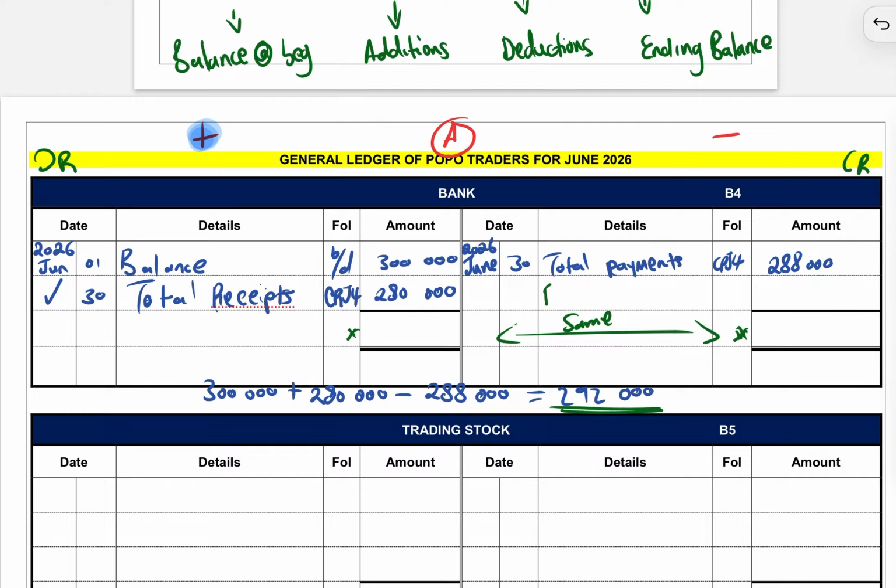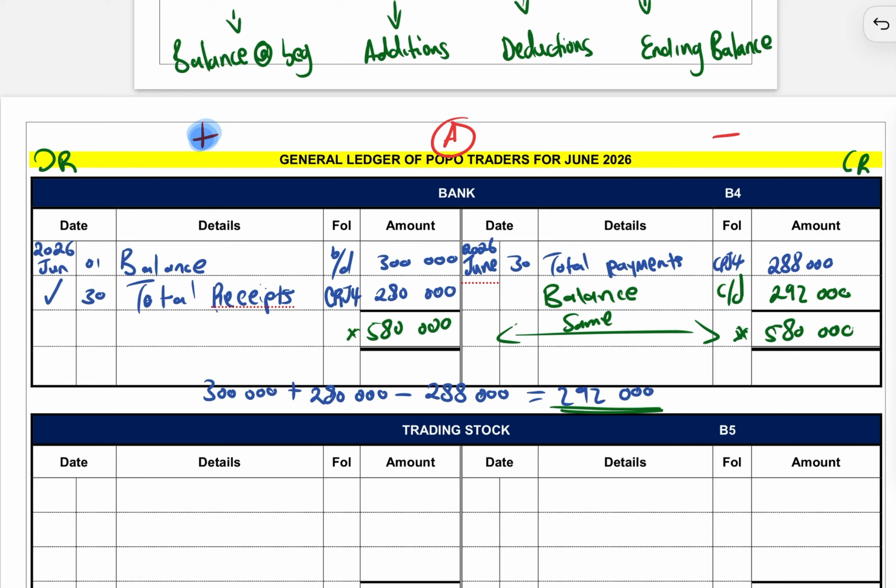So on the credit side, you are going to say balance carried down. How much? 292,000. Because this is the difference between the debit side and the credit side. Now we can safely say the two sides are equal, because if you say 300,000 plus 280,000, it will give us 580,000. And if you do the same on the credit side, you will also get 580,000, and voila, you are done.